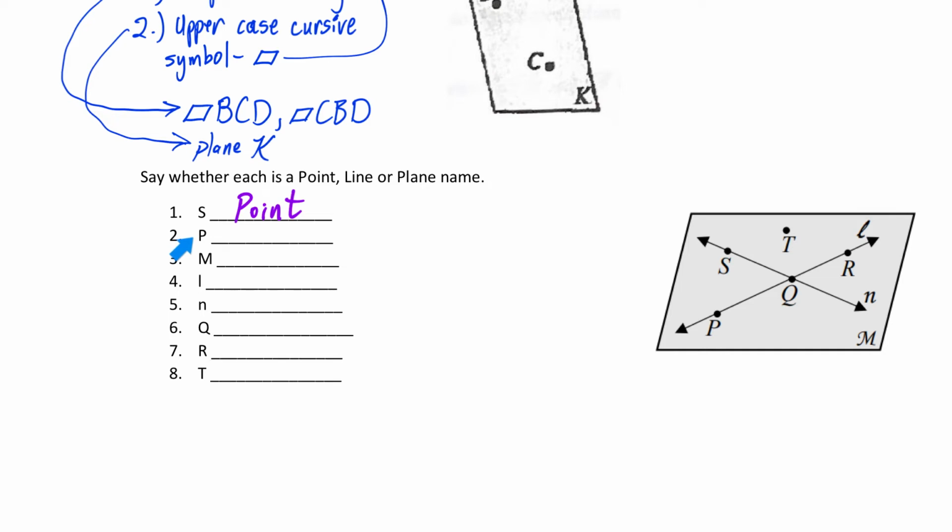Okay? What about the P? Is the P a point, line, or plane? Okay, P is a point also. What about the M? What is this M going to be talking about? Yeah, this M is talking about the whole plane. It's talking about this whole flat surface right here. And the way you know is it's an uppercase cursive letter. So that M is the name of that plane.